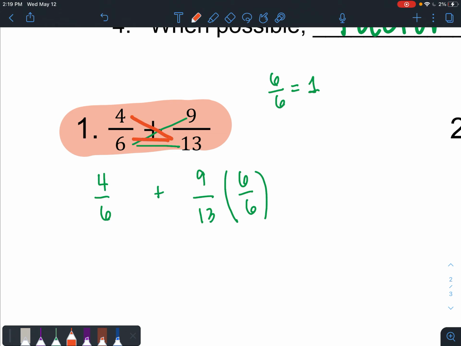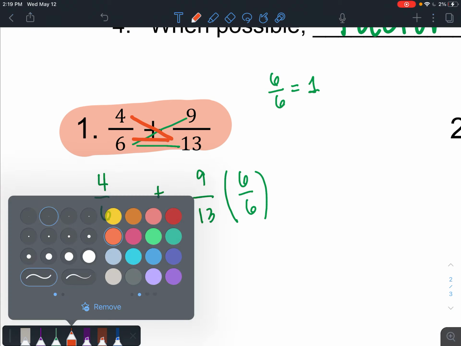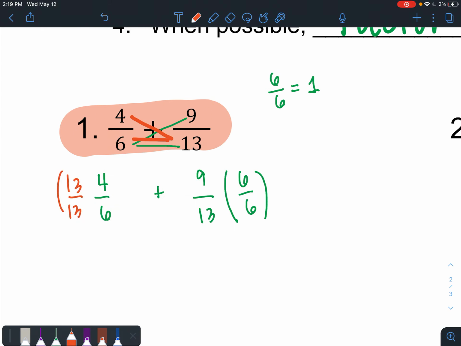Then I'd multiply 4 and 13, and 6 and 13. So I'm multiplying by 13 over 13, which is also a fancy form of 1. So then I can simplify this. 4 times 13 is, what is that? 52. And the denominator would be 13 times 6, which is 72 plus 6, 78.